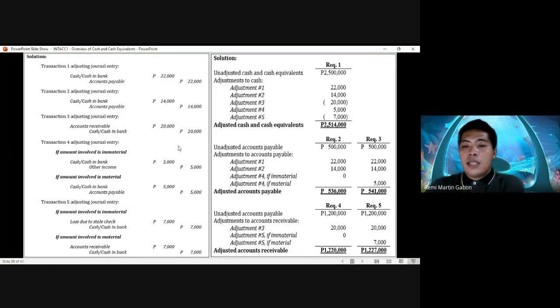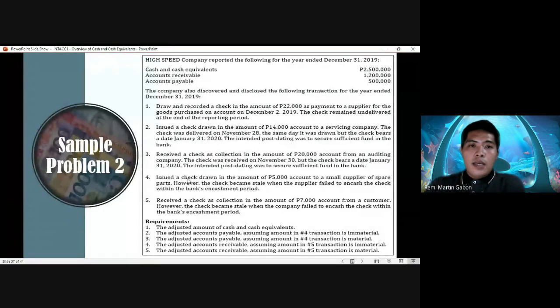So let's proceed to item 4. Item 4 says, issued a check drawn in the amount of 5,000 on account, so accounts payable again, to a small supplier of spare parts. However, the check became stale when the supplier failed to encash the check within the bank encashment period. So again, who is at fault here? Why did it become a stale check? The recipient, the small supplier. We were the ones who issued it. The recipient failed to encash within the encashment period.